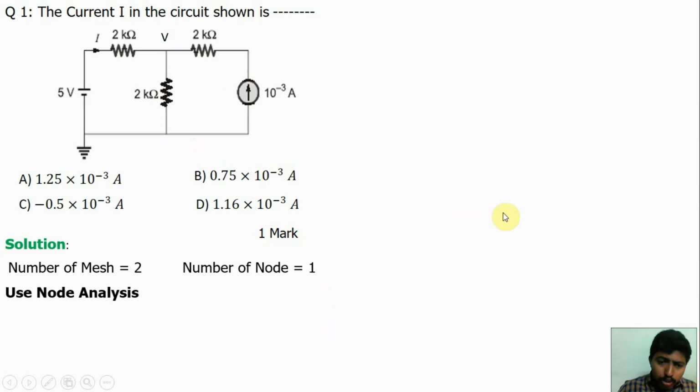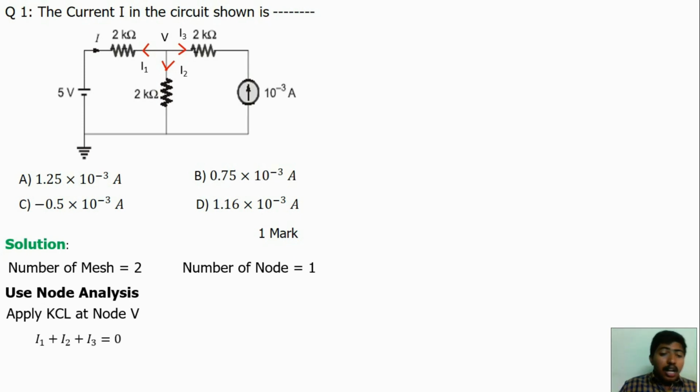By node analysis, we have to assume the currents flow away from the node. So assume this current is I1, next is I2, this is I3. Now use Kirchhoff's current law at the node. Sum of incoming currents is equal to sum of outgoing currents. Here all the currents are outgoing, so I1 plus I2 plus I3 is equal to 0, because there is no incoming current. Now find the I1, I2, I3 values and substitute here, you will get your answers.